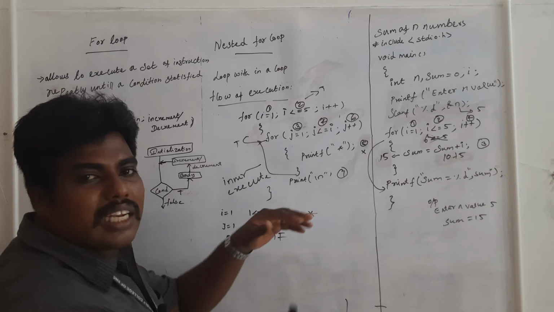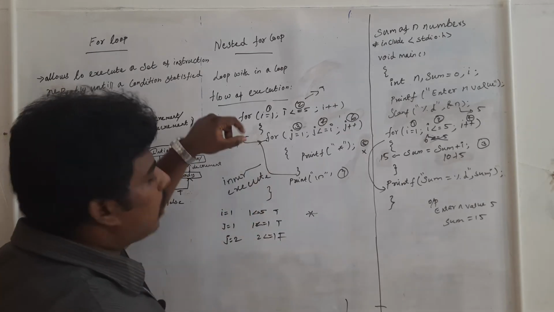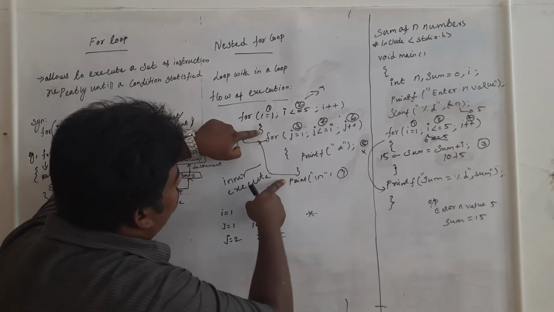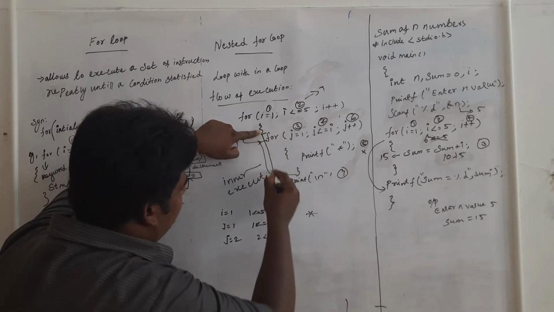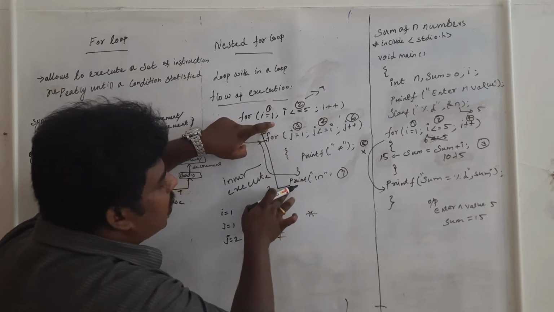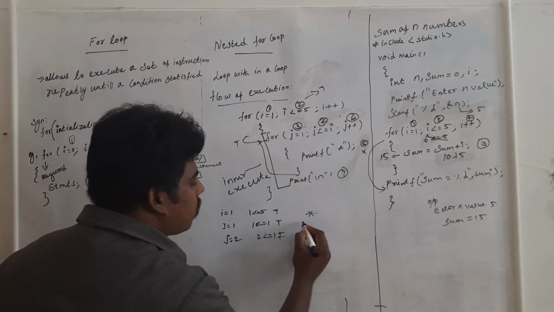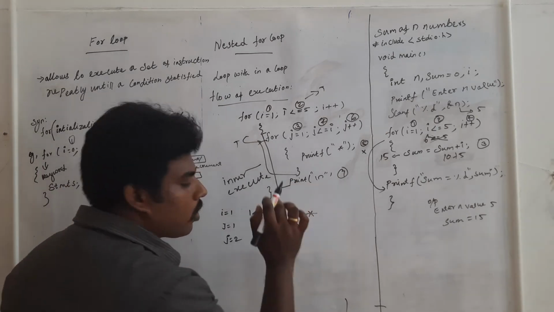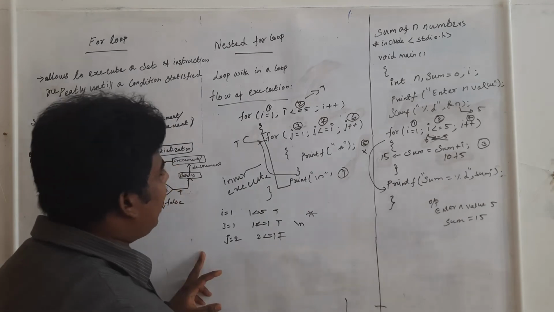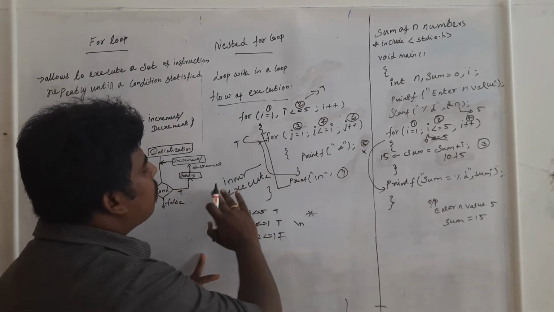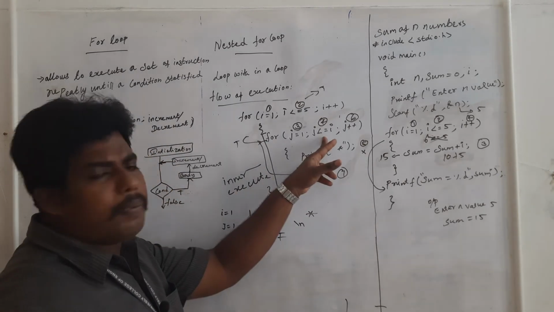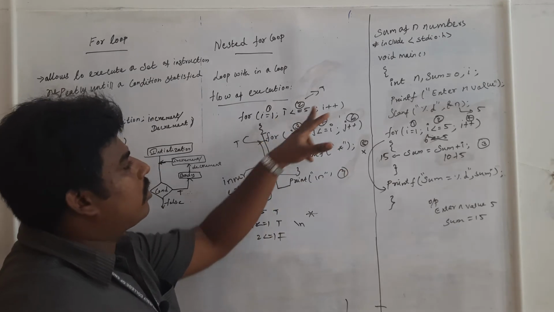What is this slash n? New line, next line. Listen carefully. The outer for loop body starts here and ends here, from here to here. So this print line is there, so it will come to the next line. Okay. Now the inner loop is over, right? Now again this step.